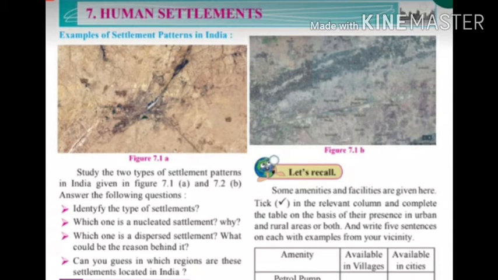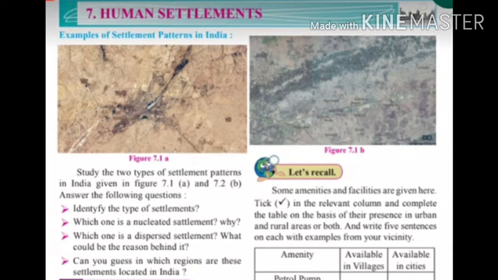Question number 2. Which one is a nucleated settlement? Why? Answer: the settlement shown in figure 7.1a is a nucleated settlement. It is a nucleated settlement because there is cultivable land and availability of water.